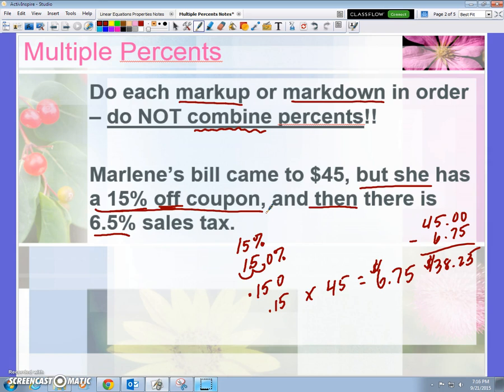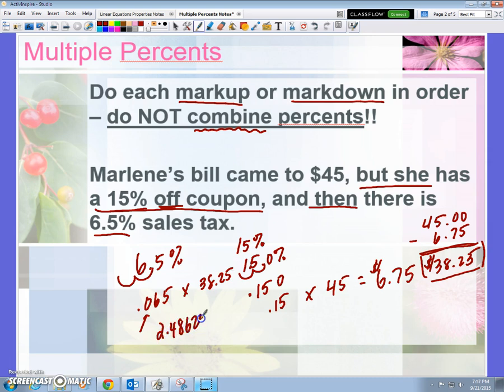So let's change the 6.5% into a decimal. 0.065. And that zero right there is important. We're going to take my 0.065 times my new amount that I have to pay. So 0.065 times 38.25. This is going to represent what 6.5% of 38.25 is. And when I take 38.25 times 0.065, I get 2.48625. That's what 6.5% of 38.25 is.